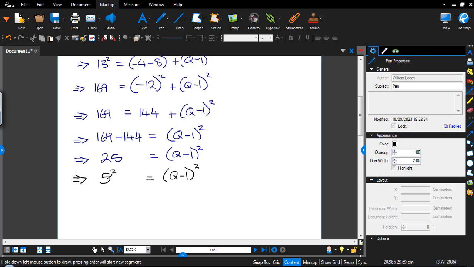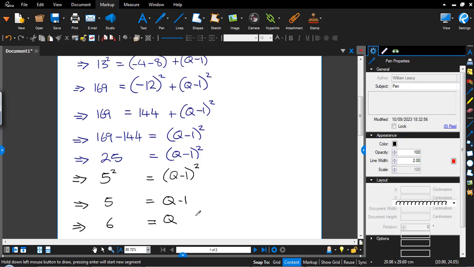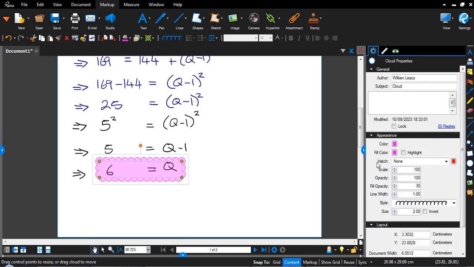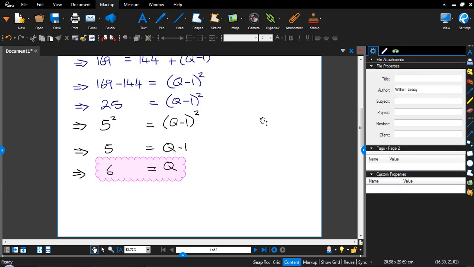So 5 must be the same as q minus 1 since they're both squared. That implies 5 equals q minus 1. Bring the minus 1 across, and you get q equals 6. So that is one answer. As I told you earlier, where you're involved with squares, you often get two answers. So that's that. q is 6.